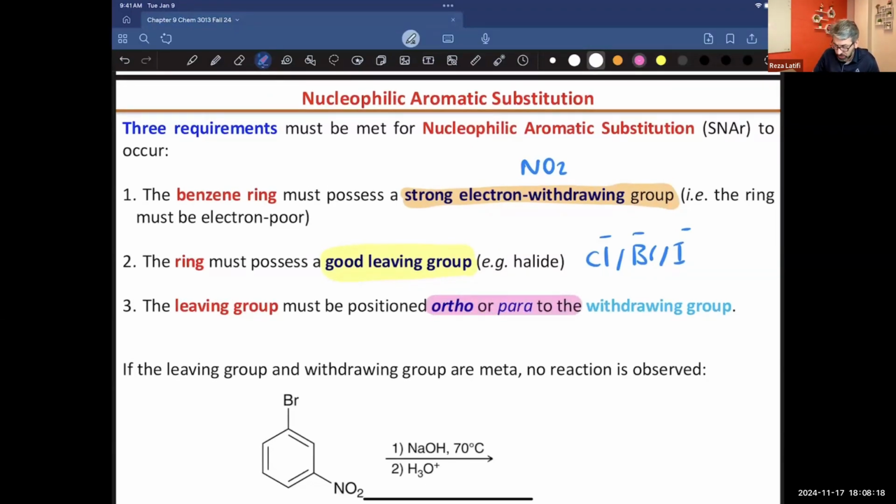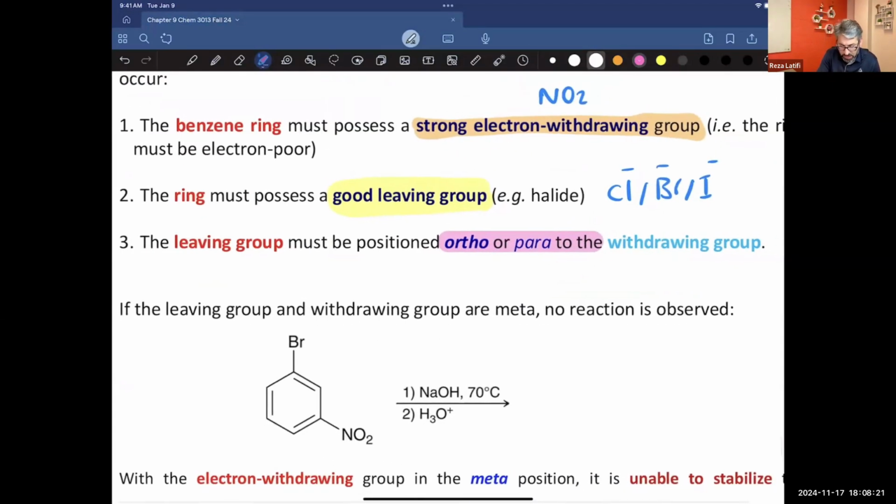Ortho or para position. So wherever you put the electron withdrawing group, for example, let's say we have this. I'm going to put the nitro here and I have a ring. I can put the halide or the leaving group in ortho positions or in a para position. For example, let's put it here, and that's going to be a para position. So either ortho or para position relative to the electron withdrawing group.